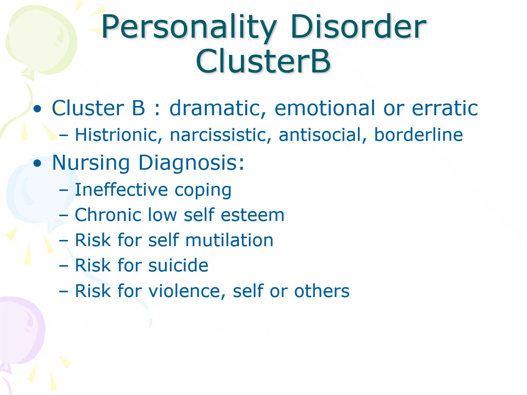With your cluster B, they're dramatic, emotional, erratic. You can see them being defined as histrionic, narcissistic, antisocial, and borderline. Nursing diagnoses that you're going to see: ineffective coping, but we're adding to that now chronic low self-esteem. They can have risk of self-mutilation, because their behavior is erratic, also risk for suicide and risk for violence towards self or others.